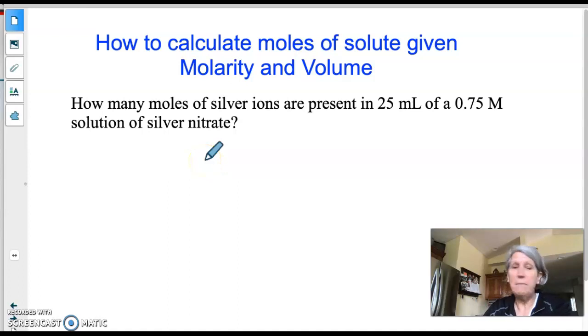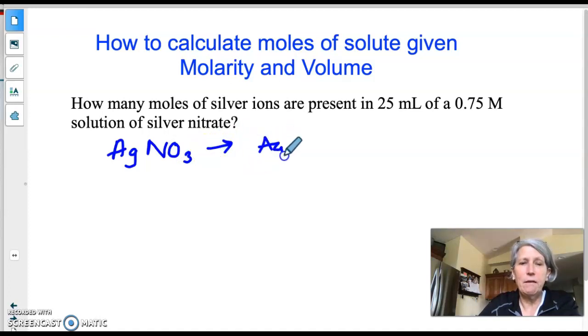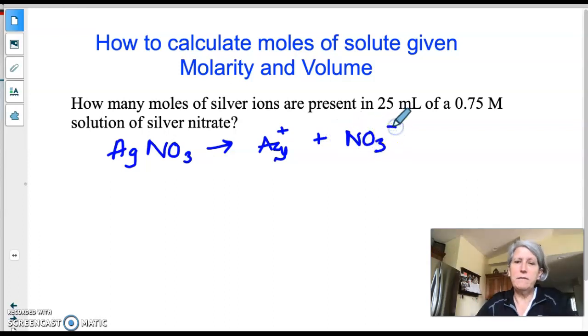So to solve a problem like this, the first thing I'd want you to do is to write that dissociation equation. So silver nitrate is actually Ag, that's silver. It has a +1 charge. Nitrate is NO3, and we know that that has a -1 charge. So that's going to break up into silver ions and a nitrate ion. So here's my plus, and here's my nitrate ion. Okay, so I wrote the dissociation equation for that.